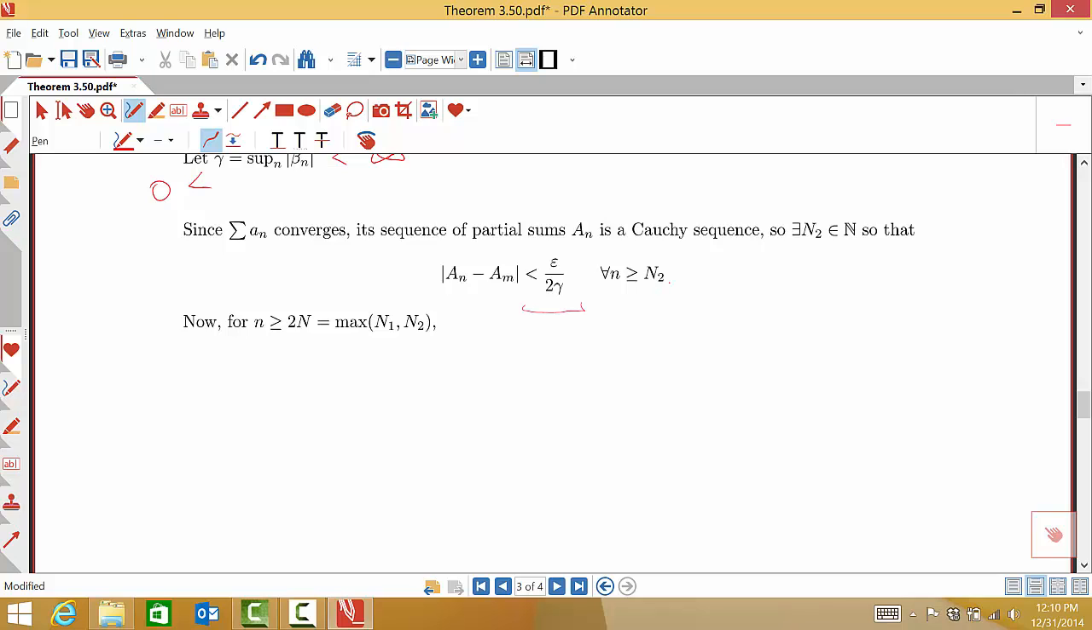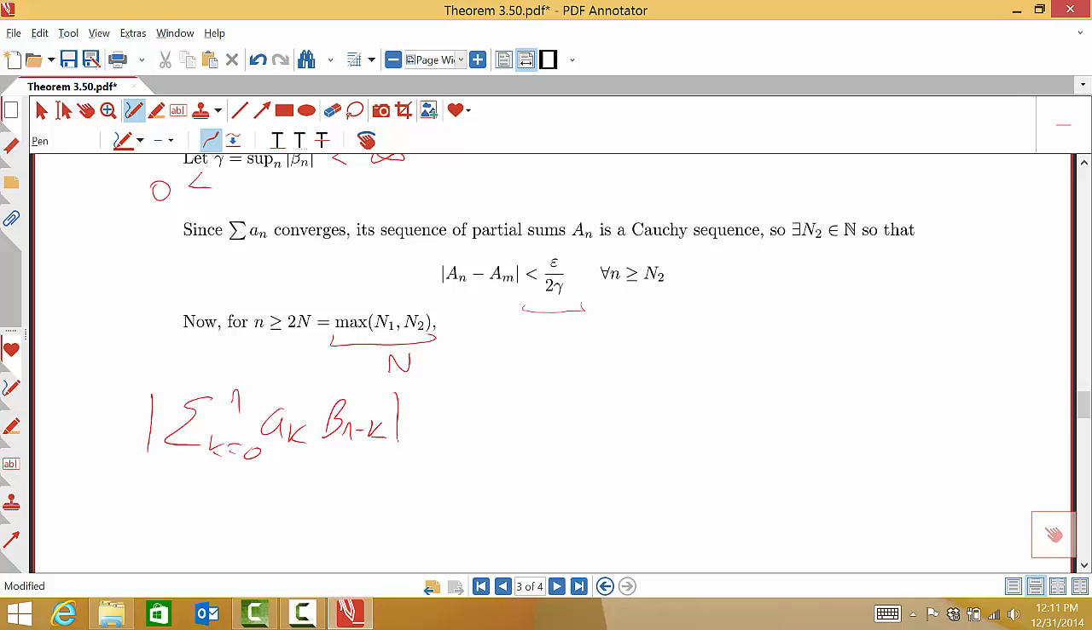Now we can get about proving that funny term actually goes to 0. And of course, we're going to prove it goes to 0 by showing it's less than this arbitrary value of epsilon. So let's take little n greater than or equal to 2 capital N, where capital N is the max of N1 and N2. So now let's look at this term we have. It was the sum k equals 0 to n of a sub k times beta sub n minus k.